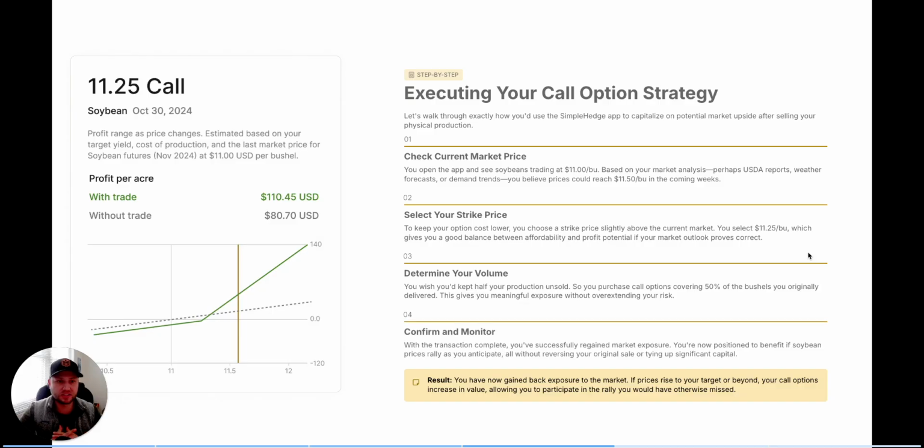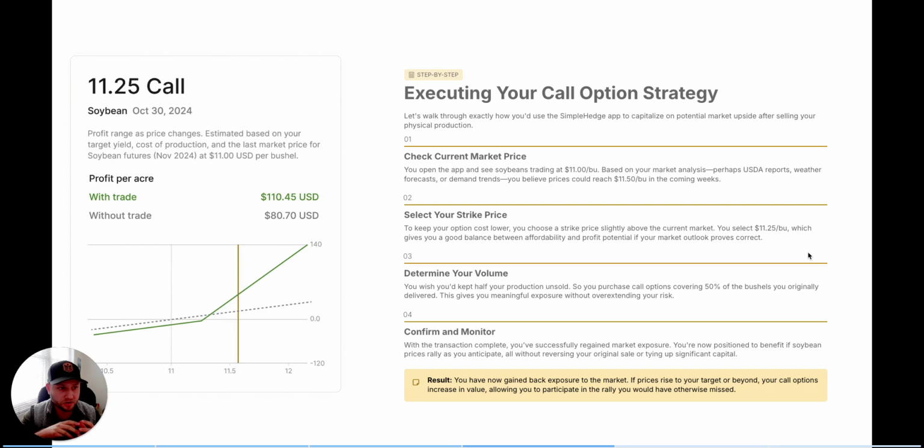So let's think about this with an example. Let's go through executing this call option strategy. You go into your SimpleHedge app and you're looking to capitalize on the potential upside of the market after you've already sold your physical. You check the current market prices. You see soybeans are trading at $11 a bushel.